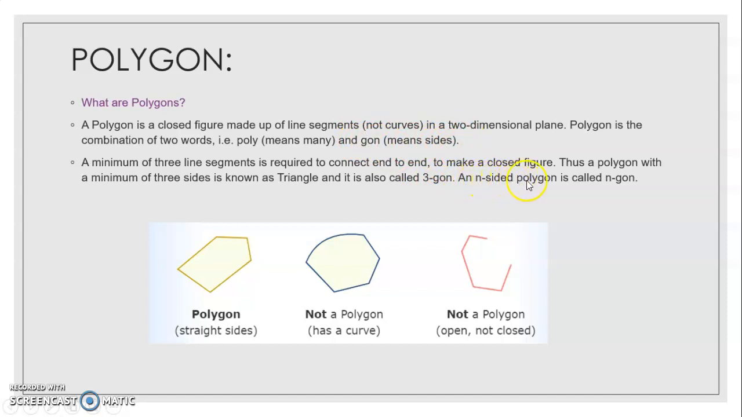An n-sided polygon is called an n-gon. Polygon, not polygon, not polygon. Remember, a polygon doesn't have curved sides because it has straight sides. Any shape which has a curved side isn't a polygon.